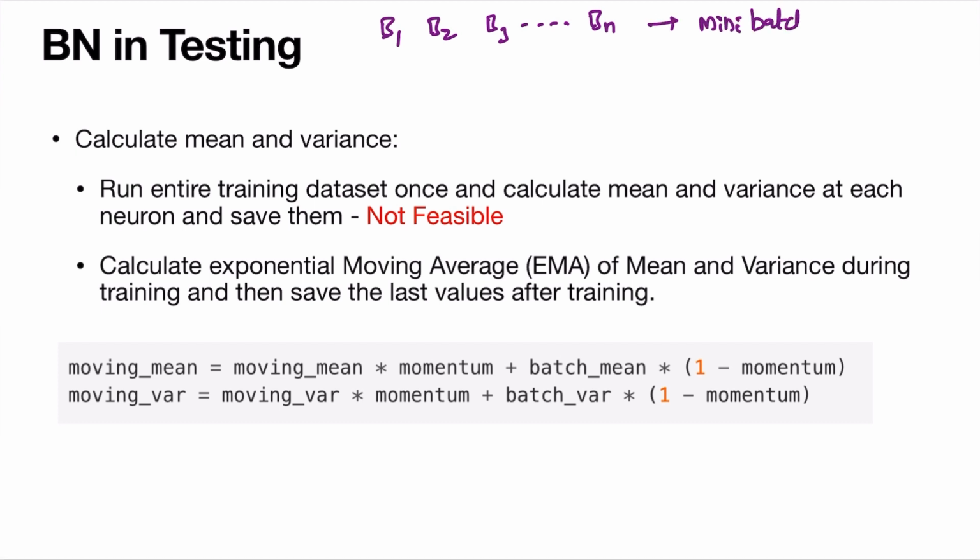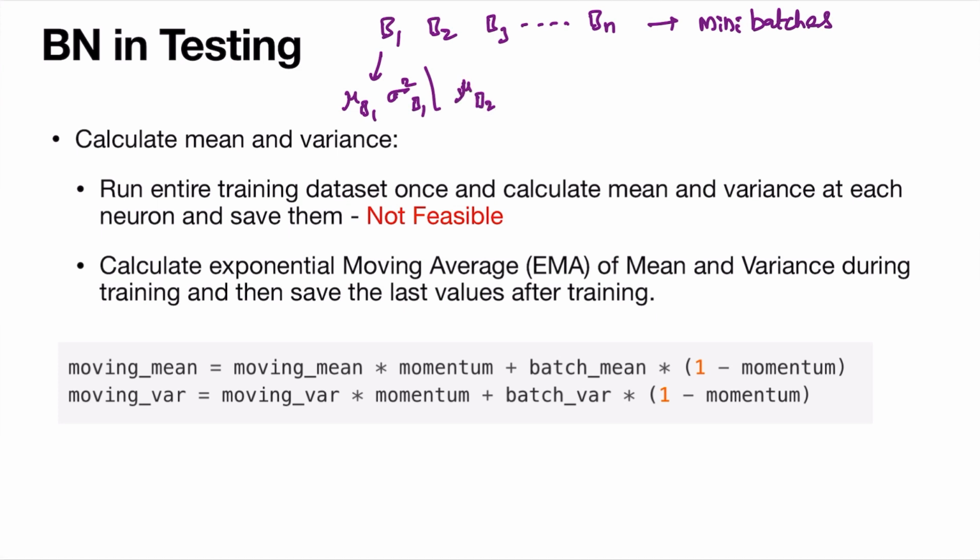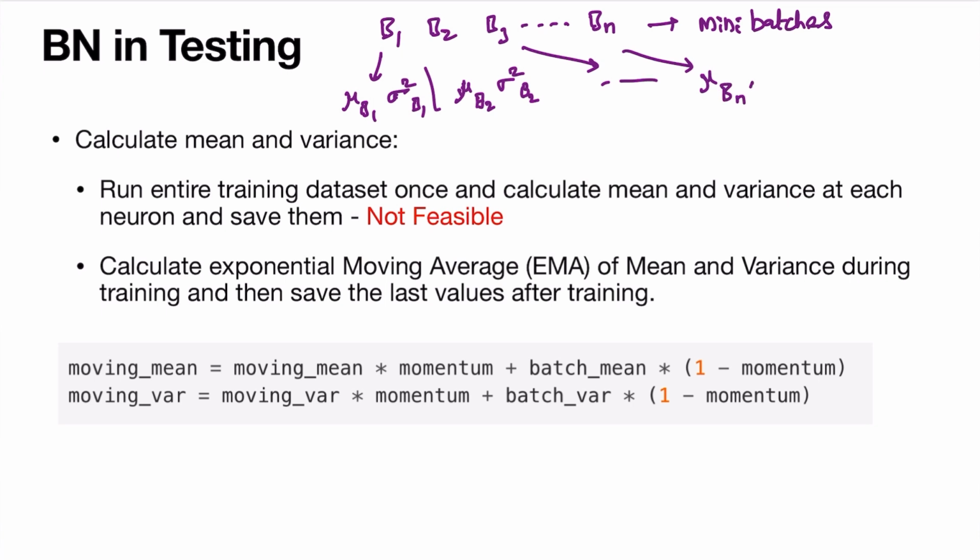When you have these mini batches, you will calculate the mean and variance for B1, mu and sigma square. In the same way, you will calculate mu and sigma square for B2. This is during the training, and similarly for B3 and so on. For BN also, you will calculate the mean for the nth batch, and at the same time the sigma square for the nth batch.